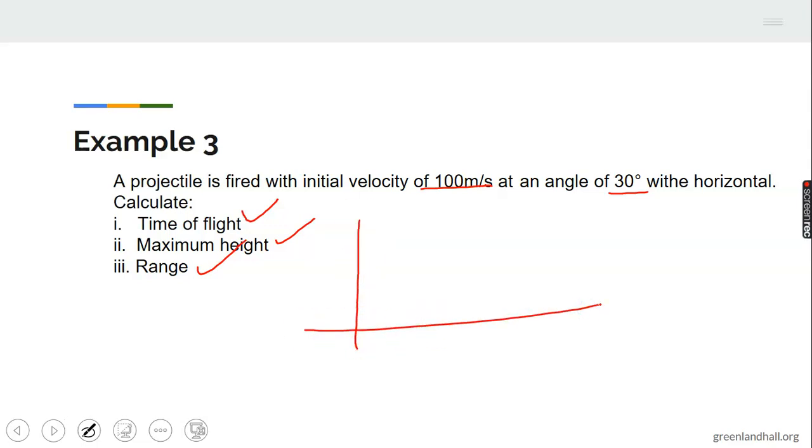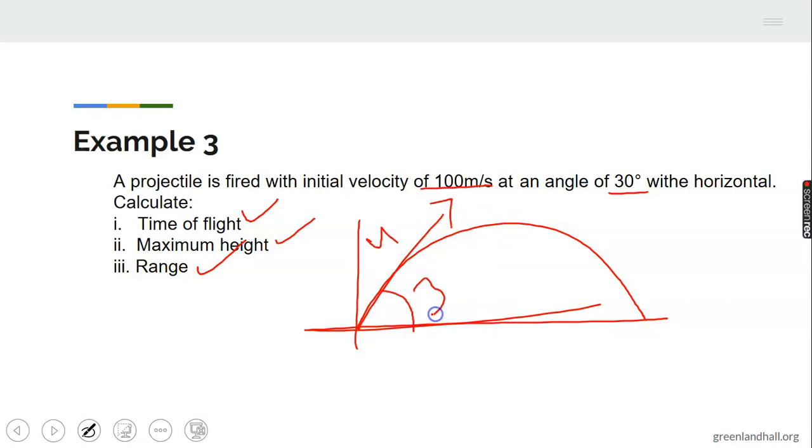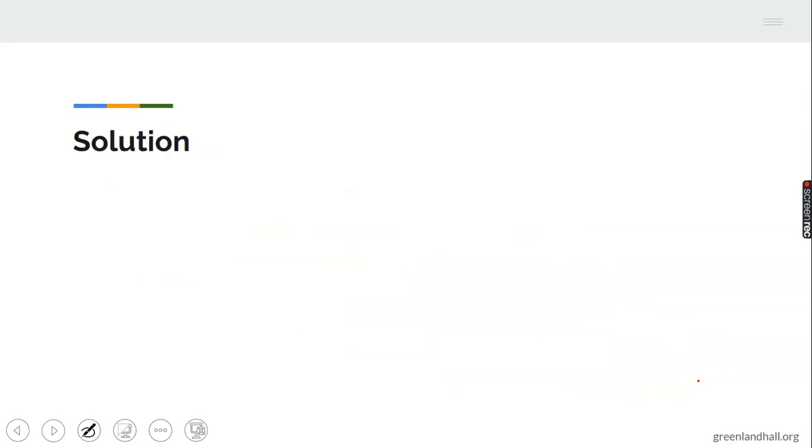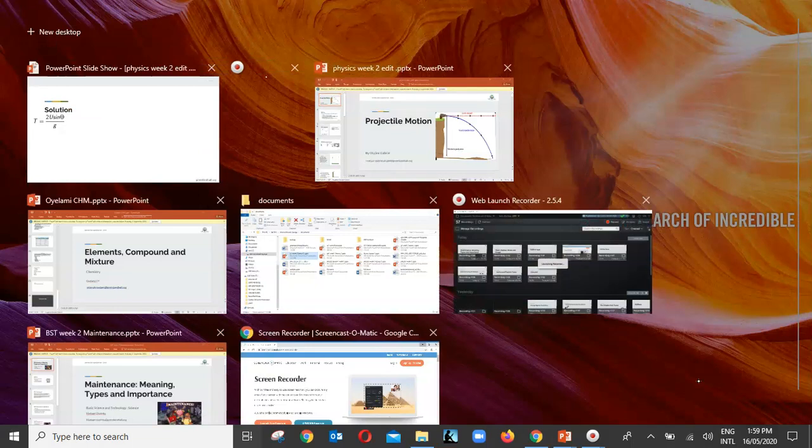Now, this is the diagram. A projectile is fired at an angle to the horizontal. It is fired at this angle. This is the initial velocity u. This is the angle, 30 degrees, and your u is equal to 100 meters per second. Now, this is the formula to calculate our time of flight.